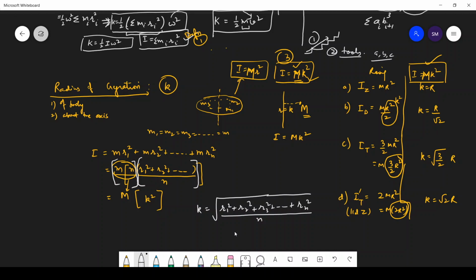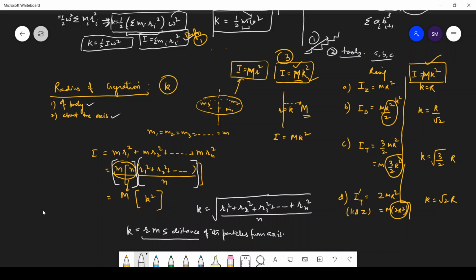Very important concept, students. How shall I write it? So k, the radius of gyration of a body about an axis of rotation, is defined as the root mean square, RMS, of the distance of its particles from the axis of rotation. So students, this is a term that you will be frequently dealing with in physics.